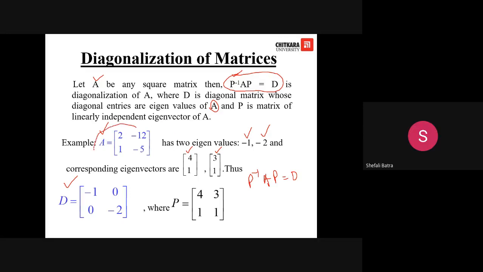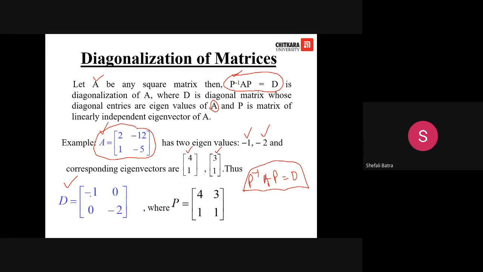If I'm asking you to write the diagonalization form of this matrix, keep in mind this is the diagonalization. You need to write what is A. A is the given matrix. What is D? D is the diagonal matrix whose diagonal entries are the eigenvalues of this given matrix. You put here -1, -2 and the rest of the entries would be 0. Then what is P? P is the matrix of eigenvectors corresponding to these values.